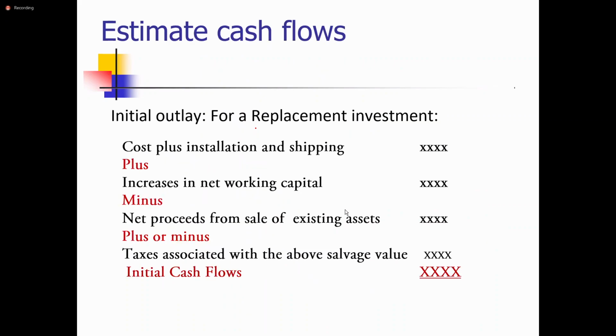This is the same thing, nothing new, just exhibited in a different way: cost plus installation and shipping, plus increase in the net working capital, minus net proceeds from the sale of the existing asset, plus or minus tax associated with the above salvage value. Then this is the initial cash outlay, the initial cash cost of the project.